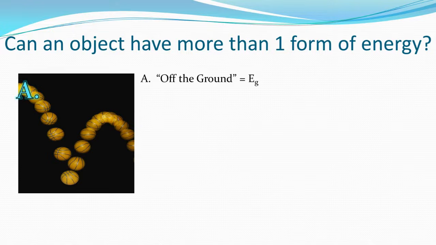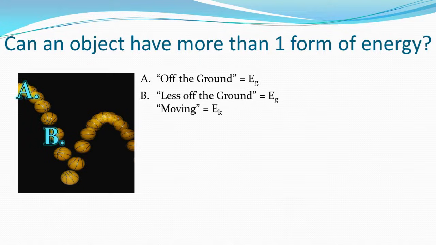The next moment is as the ball falls to the ground. It's about halfway down to the ground. So now it's less off the ground, we can observe. That means it has gravitational energy. It has less than it began with, but it still has gravitational energy. But at this point, it's moving. It also has kinetic energy.